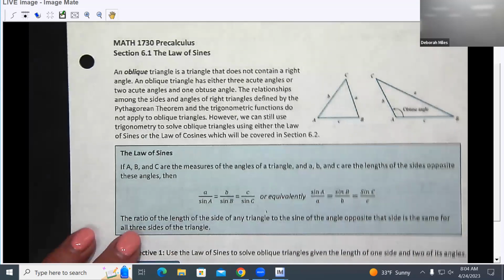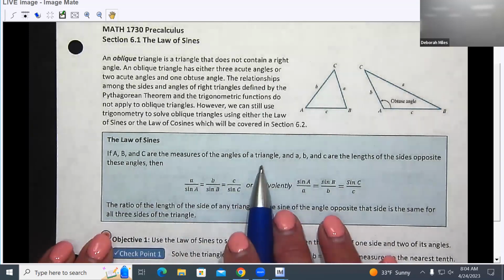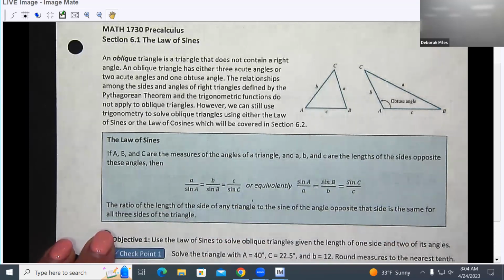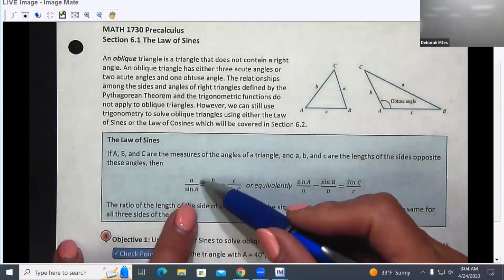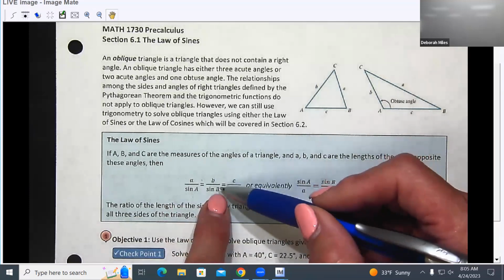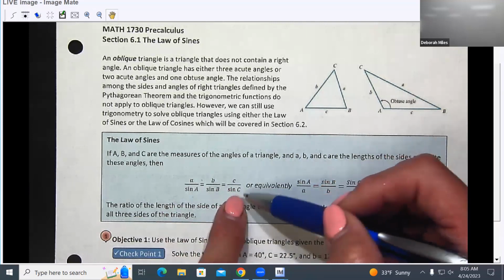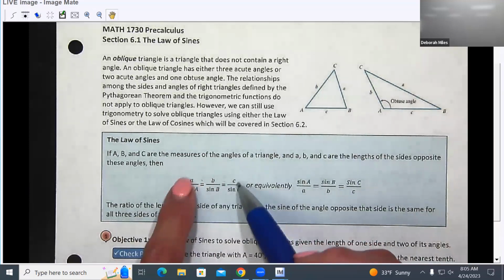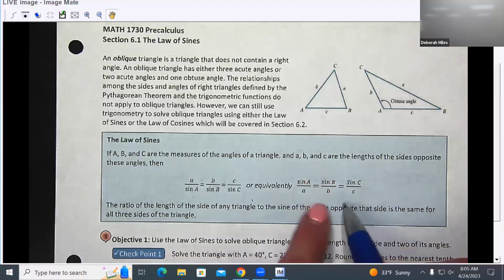So the law of sines says if capital A, B, and C are the measures of the angles of a triangle, and little a, b, and c are the lengths opposite each of those, little a is opposite capital A, little b is opposite capital B, and so on, then the law of sines says this: the ratio of a to sine of big A equals the ratio of b to the sine of angle B equals c to the sine of angle C. And it doesn't matter whether you put the sides in the numerator and the sine of the angles in the denominator, or the sine of the angles in the numerator and the sides in the denominator.